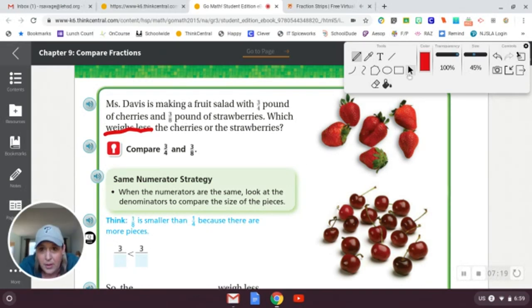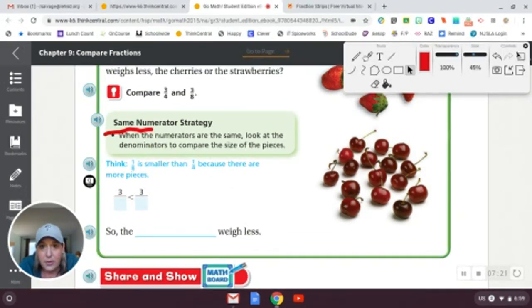Okay. Let me scroll this down a bit. 3/4. Writing the wrong one. 3/8. And I had to change it because I checked my sign. That's supposed to be the smaller one. It's greater than 3/4. 3/8. Sorry, I read that wrong. 3/8 is less than 3/4 because the eighths are smaller than the fourths.